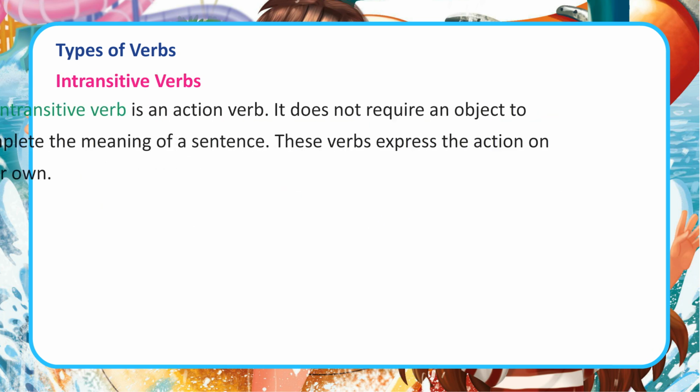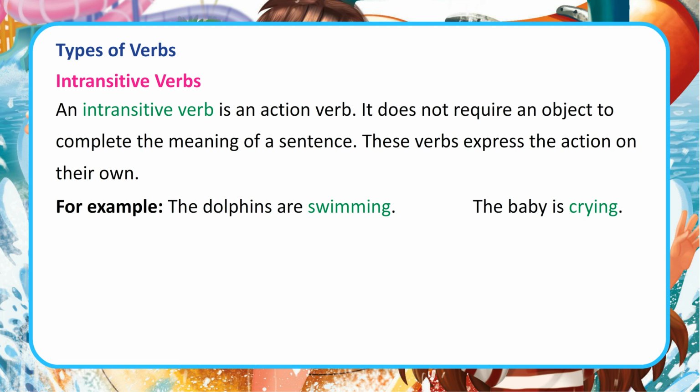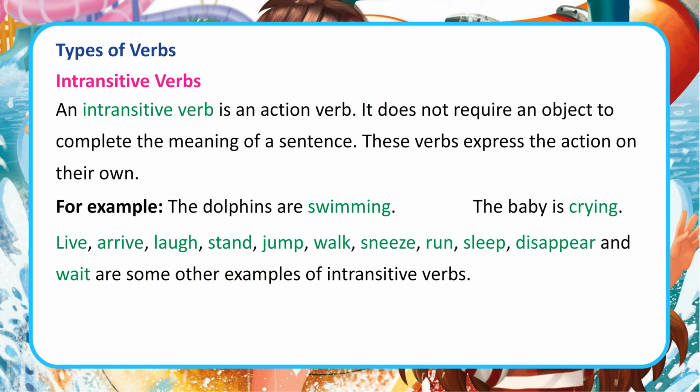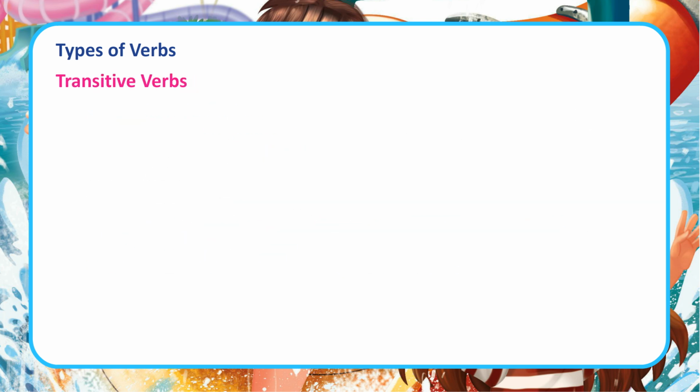Intransitive verbs. An intransitive verb is an action verb. It does not require an object to complete the meaning of a sentence. These verbs express the action on their own. For example, the dolphins are swimming. The baby is crying. Live, arrive, laugh, stand, jump, walk, sneeze, run, sleep, disappear and wait are some other examples of intransitive verbs.